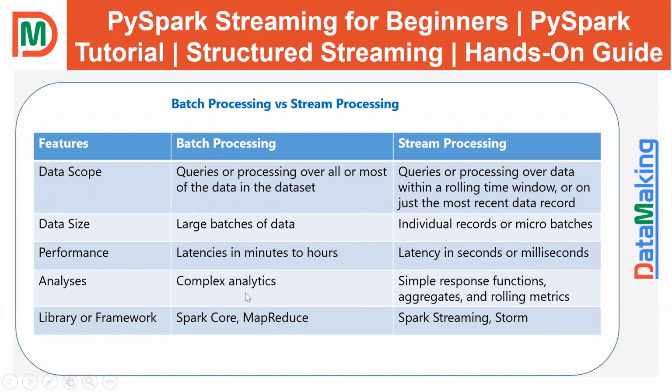You can do complex analytics using batch processing. For stream processing, it is more of simple aggregate functions or rolling metrics. For frameworks, for batch processing, out of the box we have the Spark Query API, which is RDDs or data frames, and also MapReduce. For stream processing, we have Spark streaming, and we have another framework or library called Storm, which can also do stream processing.